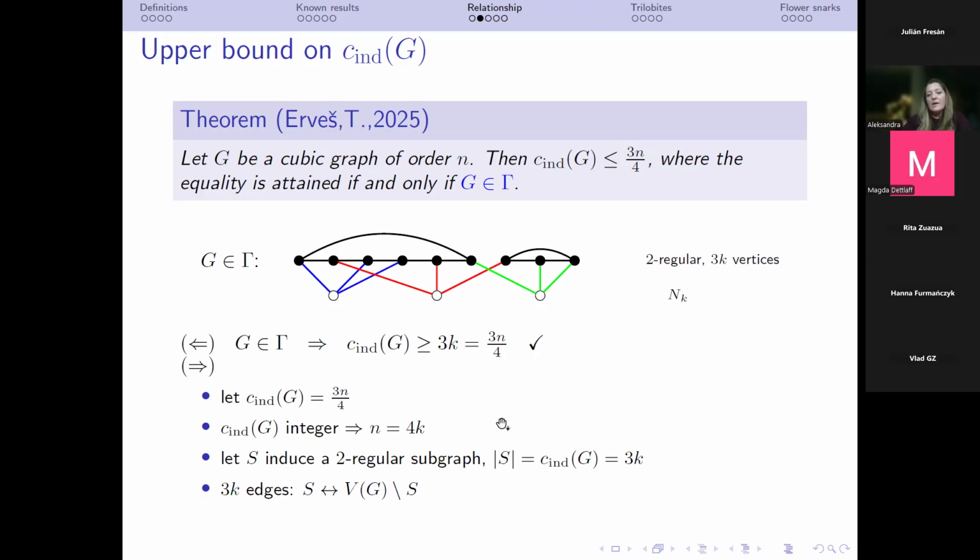And now we take a look at the remaining edges. Well, we have exactly 3k edges already in the subgraph induced by S. So we are left with 3k edges. And because every, let's say here, black vertex has to have a neighbor outside this two-regular subgraph, we know that there are exactly 3k edges between vertices of S and vertices of the complement of S. But there can be no more edges because the number of edges in a cubic graph is 3n over 2, which is exactly 6k. So there are no edges between vertices in the complement. So this means that a graph for which this equality holds must have such a structure.